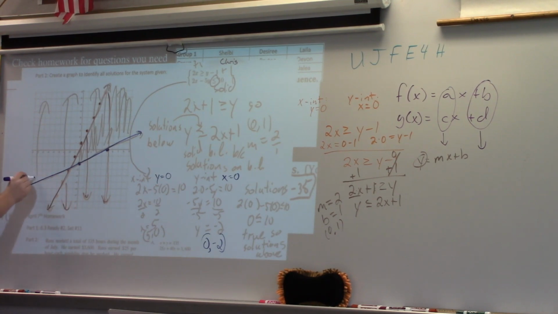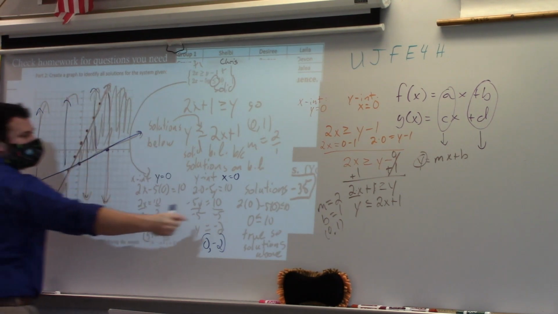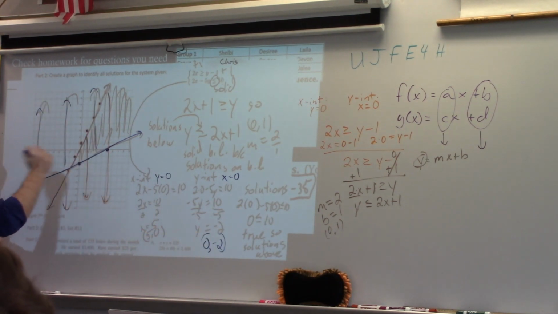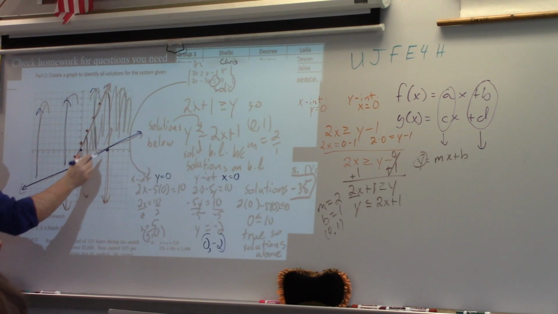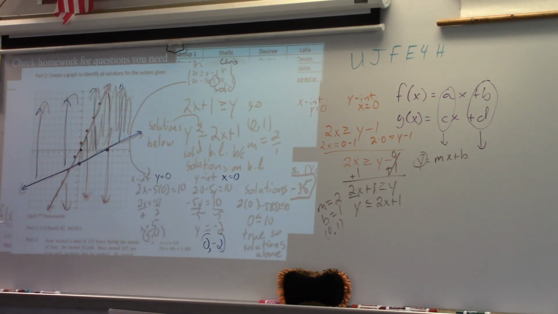And then, again, the solutions are above. I checked a point right here and made the inequality true. That was this point. So why am I shading this region right here? Because the solution for overlapping is shaded for both. The overlapping shaded region means that's where the solutions for both inequalities are.